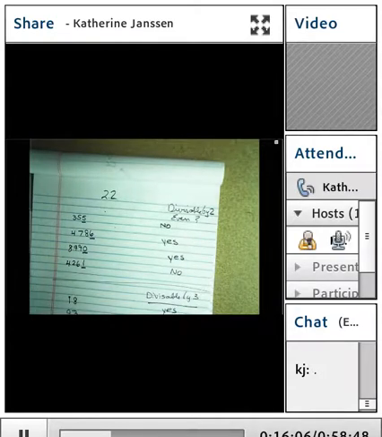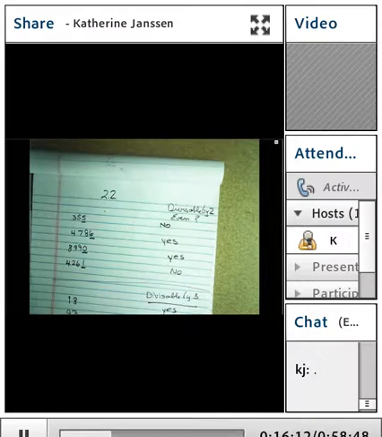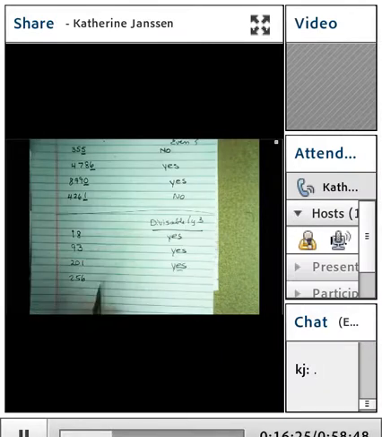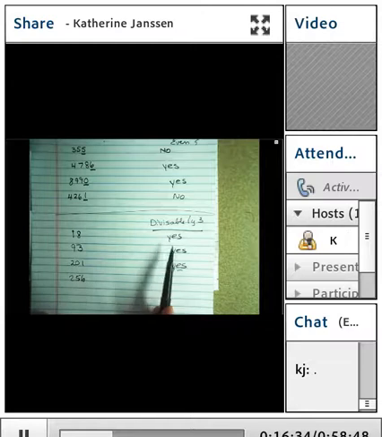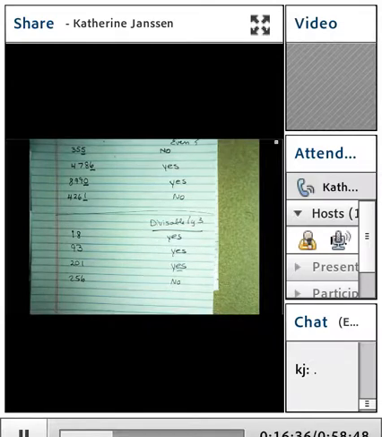201. 2 plus 0 plus 1 is 3, and 3 is divisible by 3, so yes. I'm adding the digits. If the addition of the digits is divisible by 3, then the number is divisible by 3. Then 256. Adding the digits, I get 2 plus 5 is 7 plus 6 is 13, and 13 is not divisible by 3, so no, 256 is not divisible by 3. Divisibility by 9.